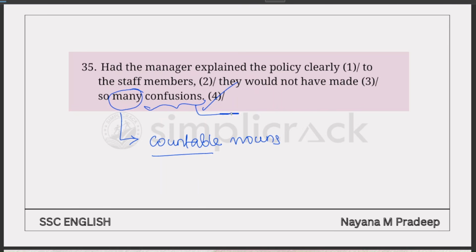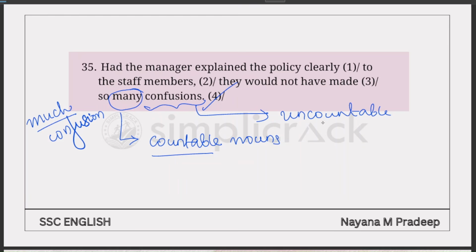But we said that confusion is an uncountable noun. You cannot count the number of confusions, right? So instead of writing so many confusions, it has to be so much confusion, because much is used along with uncountable nouns, whereas many is used along with countable nouns. Here you can say so many mistakes, because mistakes are countable. You can count the number of mistakes that you have made. But you cannot say so many confusions. It has to be so much confusion. Okay.